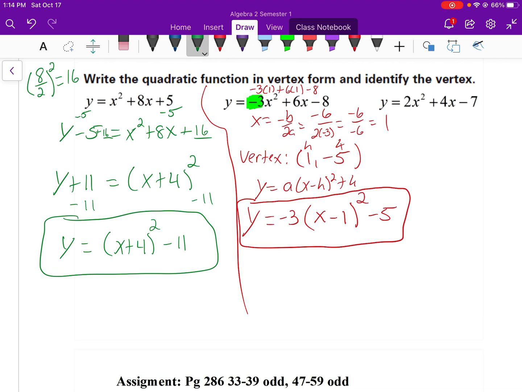And we did forget to identify the vertex over here. Opposite of what we see, so negative 4, negative 11. All right, we're not going to worry about that last one. But when it comes to writing a quadratic function into vertex form, you have those two routes. You can use completing the square, or you can just find the vertex and then write it into vertex form, using that general equation for vertex form.